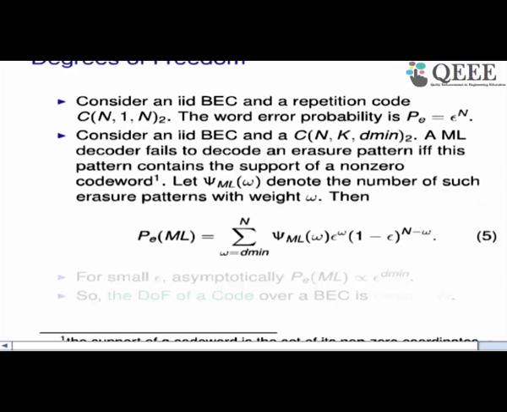I don't know whether you are able to see that or not. It is right at the end. I think on my screen it is cut. The support of a code word is the set of non-zero coordinates. Let me explain the concept of support vector.